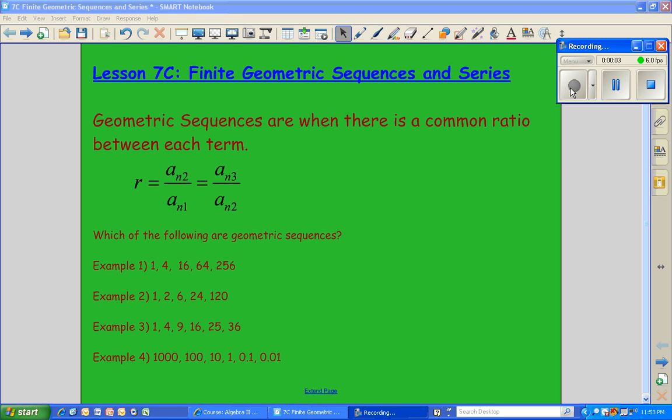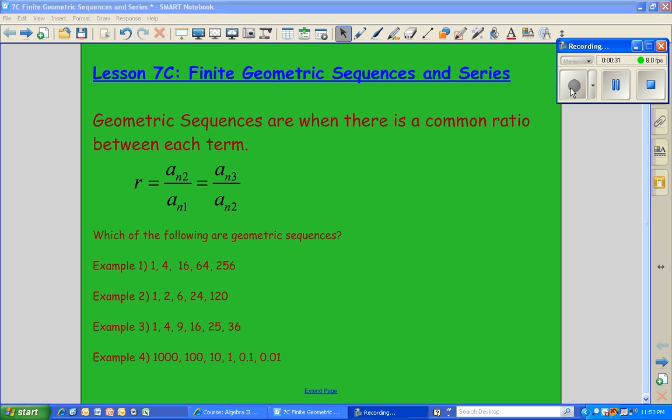Alright, Lesson 7C deals with finite geometric sequences and series. This is a little bit different than the lesson we just left, where instead of having a common difference between each term in the sequence or series, you're going to have a common ratio. So instead of subtracting the second term from the first term, we're going to divide. So geometric sequences are when there is a common ratio between each term.